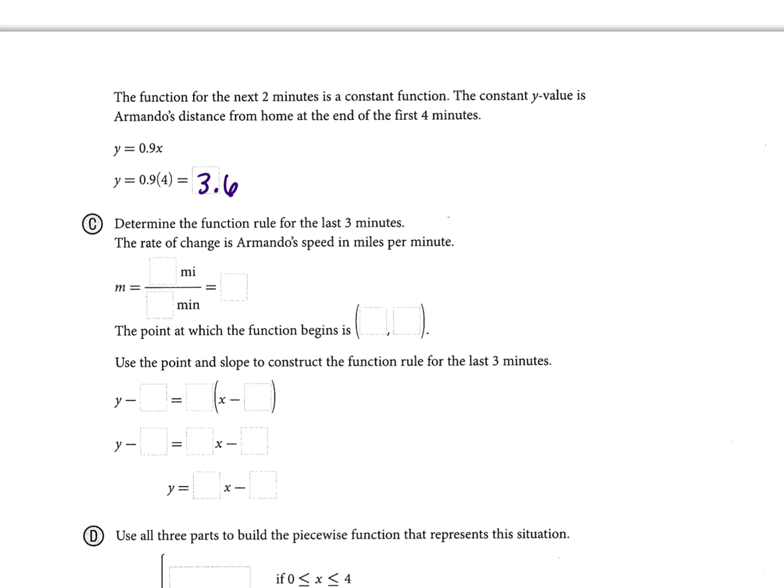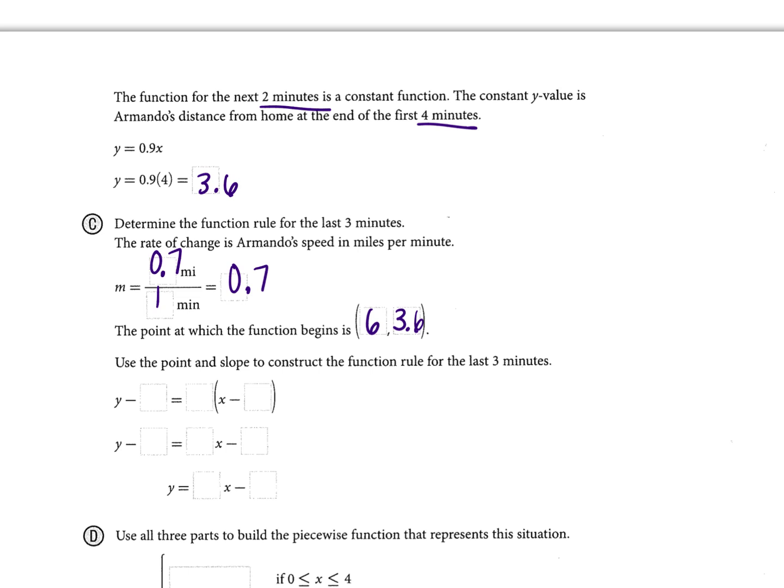Then it says determine the function rule for the last 3 minutes. The rate of change is Armando's speed in miles per minute. And it told us on the previous page he went 0.7 miles per minute. The point at which this function begins is 6, because that's the time. We had that first section, which was 4 minutes, and then another 2-minute section. So now we're starting at 6 minutes. And it didn't change the y value, so it is still at 3.6.